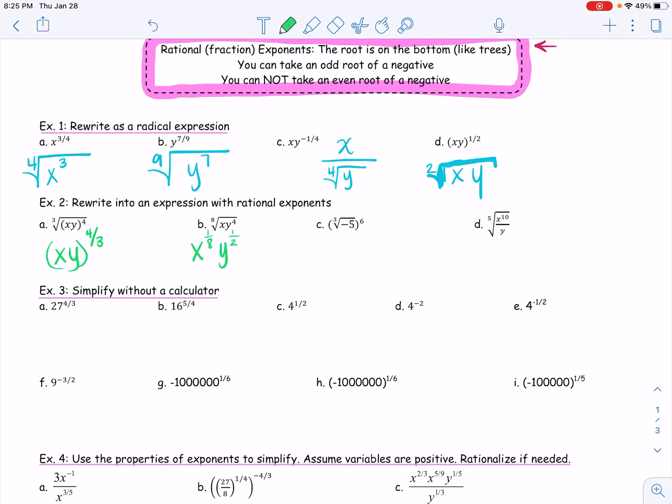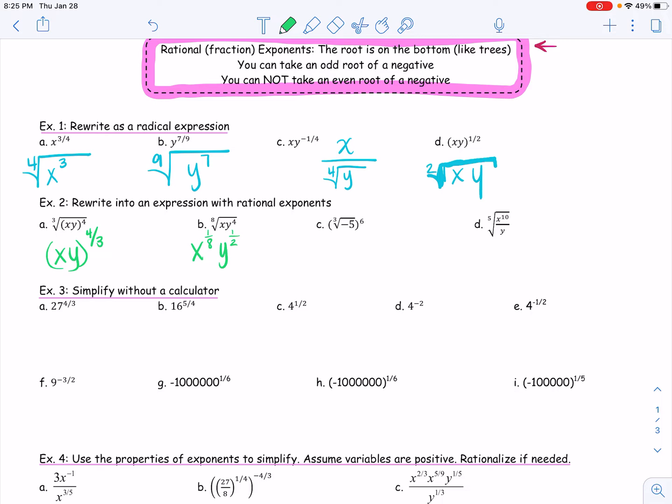So again, notice the difference between A and B. In A, they were in parentheses, meaning that x got that exponent of 4 and the y got the exponent of 4. In B, it wasn't. X only gets that exponent of 1 and y was getting the exponent of 4. Okay. And then we have C.